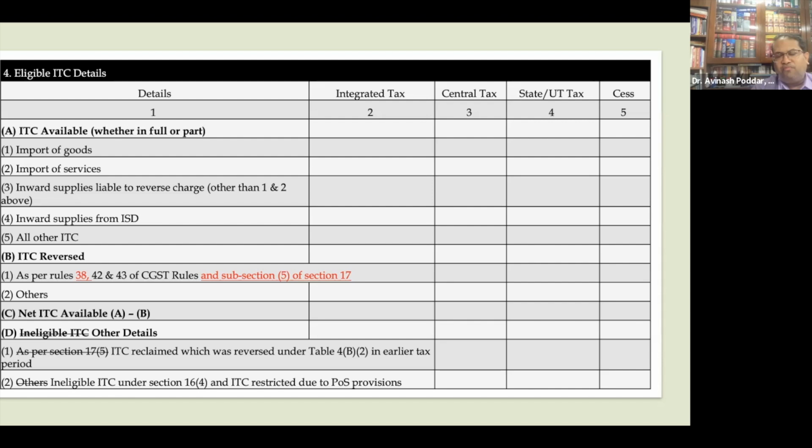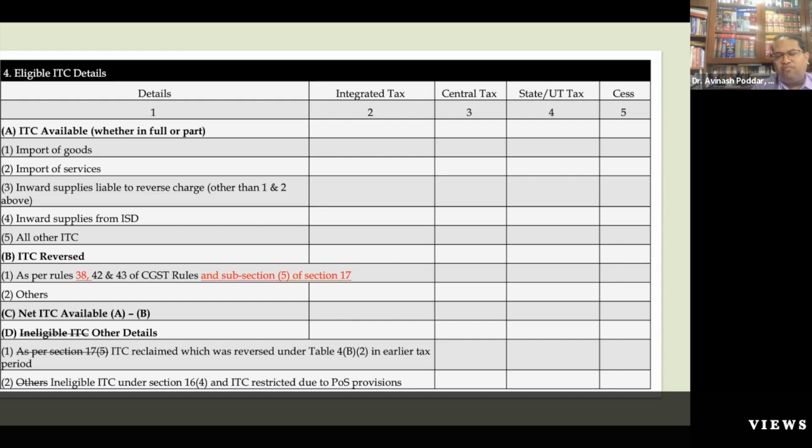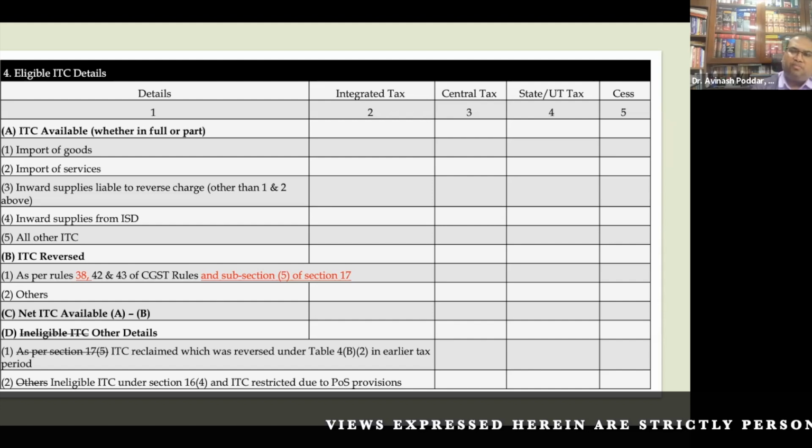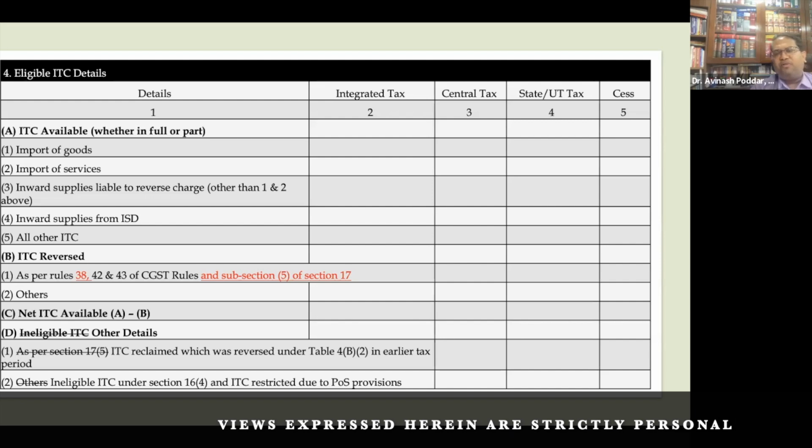For example, rule 37: the payment was not made within 180 days, so you need to reverse. It is illegal for you under rule 37, so you need to reverse the credit and then you can claim it after receiving the goods in reality, in actual.